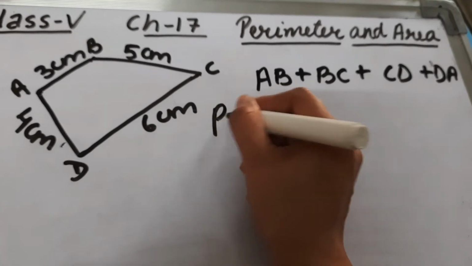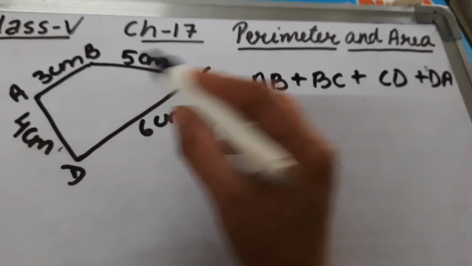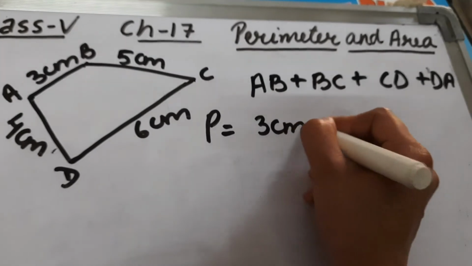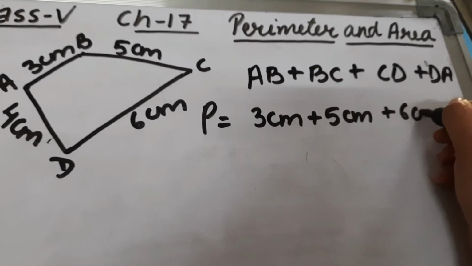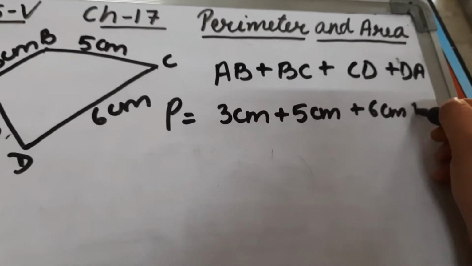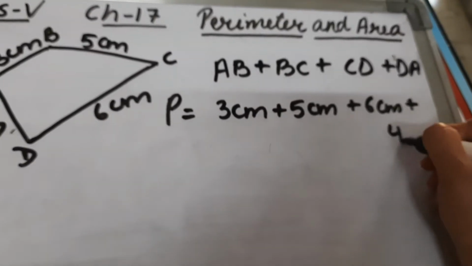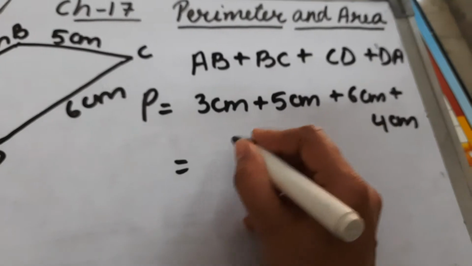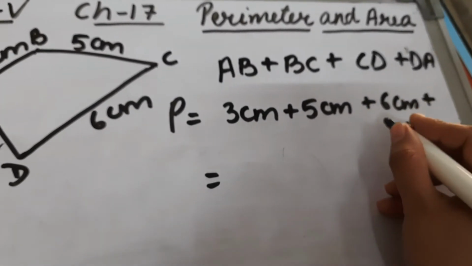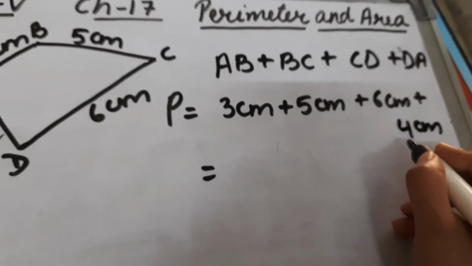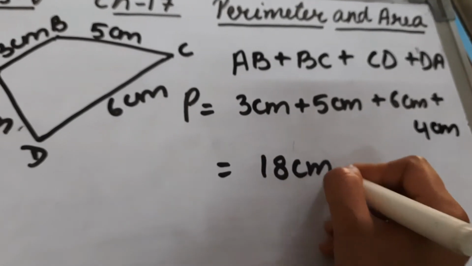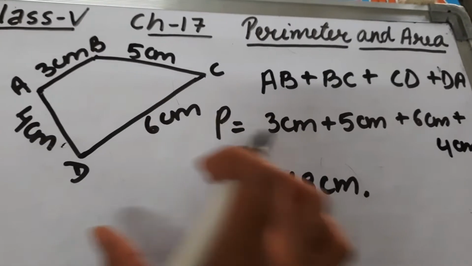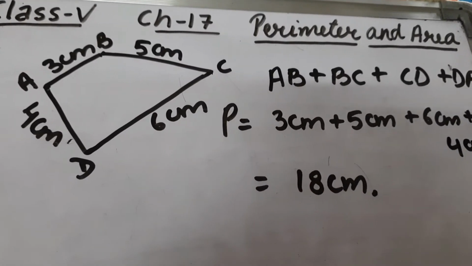So what will be the perimeter? AB is 3 centimeters, BC is 5 centimeters, CD is 6 centimeters and DA is 4 centimeters. So it will be 5 plus 3 is 8, 8 plus 6 is 14 and 14 plus 4 is 18. So it will be 18 centimeters. So perimeter of this figure will be 18 centimeters.